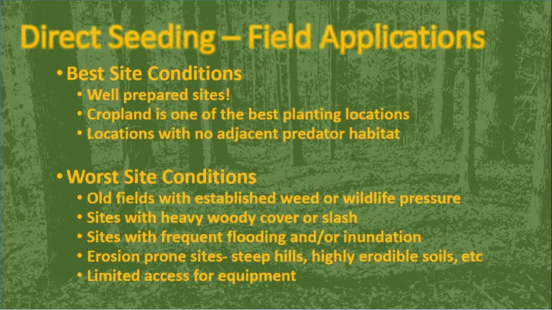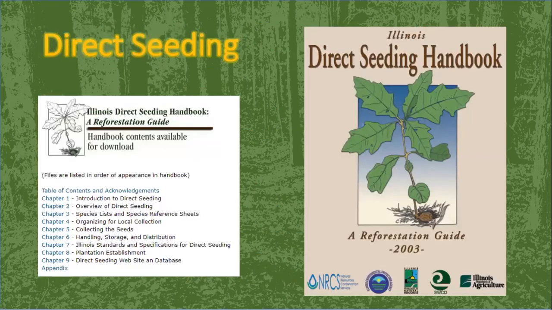Erosion prone sites are bad. So if you have steep hills, highly erodible soils, all those things that go together to make a highly erodible soil, that's a bad site for this because you can have some erosion problems, because we have to have that cleanly tilled surface. And finally, just sites that have limited access for equipment. I really view this method as something where you need to have equipment involved, at least for that initial tillage. Even if you're going to hand plant rows, you're going to need some equipment to set the stage for that.